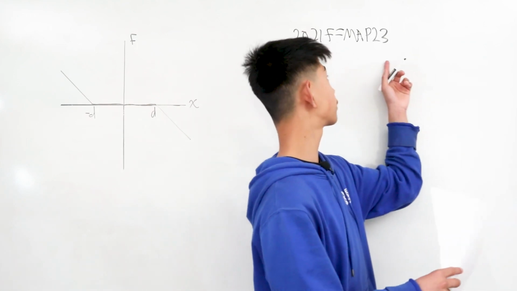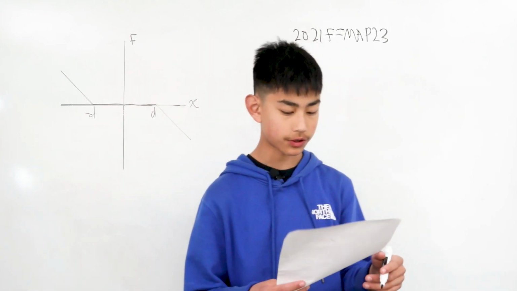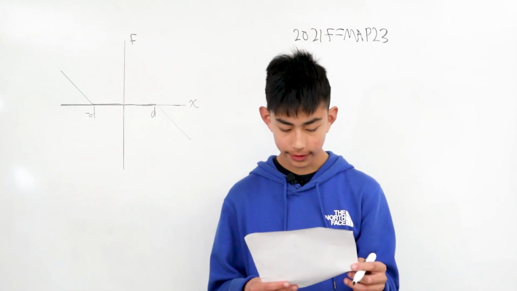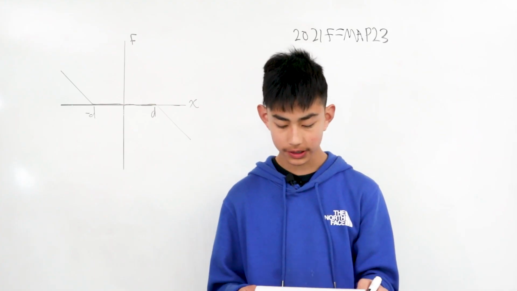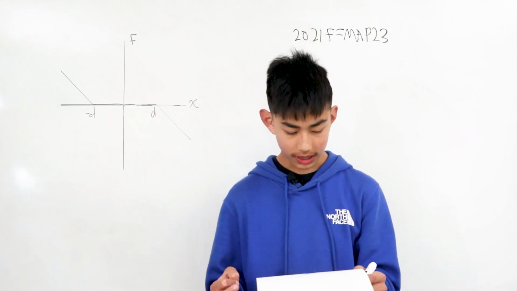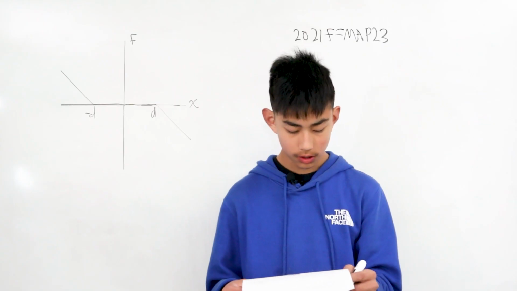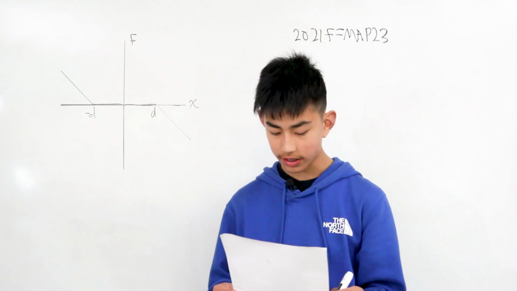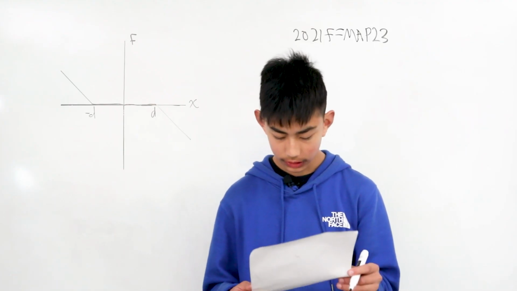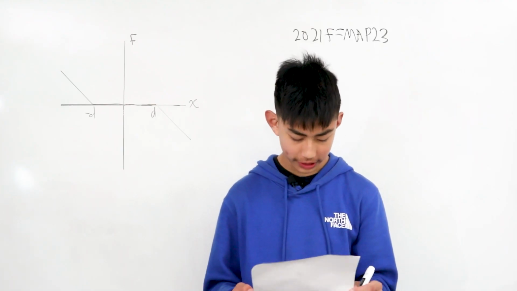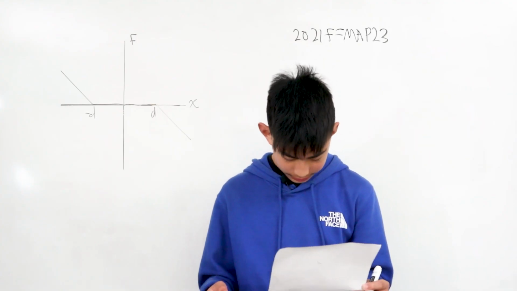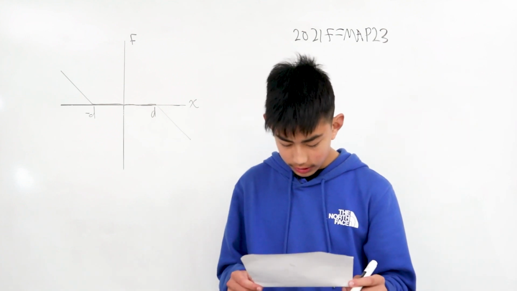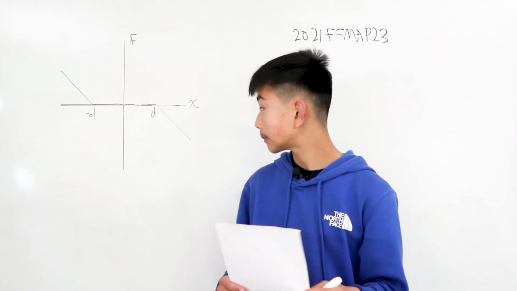We're solving problem 23 from the 2021 F equals ma. An imperfect spring has a restoring force F that depends on displacement x from equilibrium as in the graph shown below. The slope of the curve for x greater than negative d and x less than d is a constant negative k. A mass m is attached to the spring and released from rest at position x equals a, where a is greater than d. What is the period of subsequent motion?